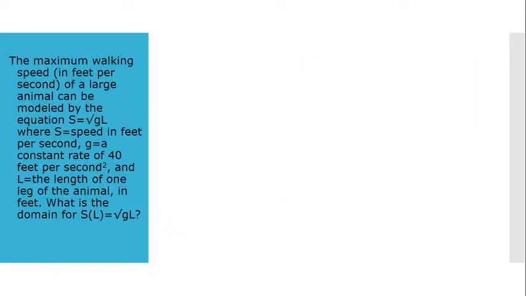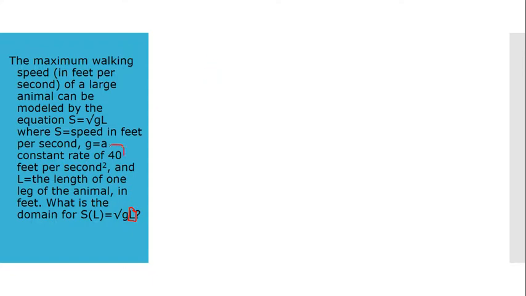kingdom. The maximum walking speed in feet per second of a large animal can be modeled by the equation s equals the square root of g times L, where s equals the speed in feet per second, g equals a constant rate of 40 feet per second squared, and L equals the length of one leg of the animal in feet. What is the domain for s of L equals the square root of g times L? So, we want to know what the domain is. Remember, our domain is normally x in a normal equation, so it's whatever our input value is. In this case, our input value is L.